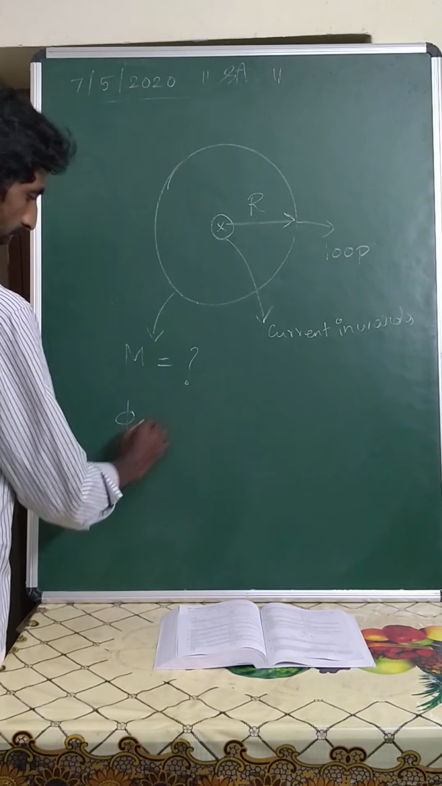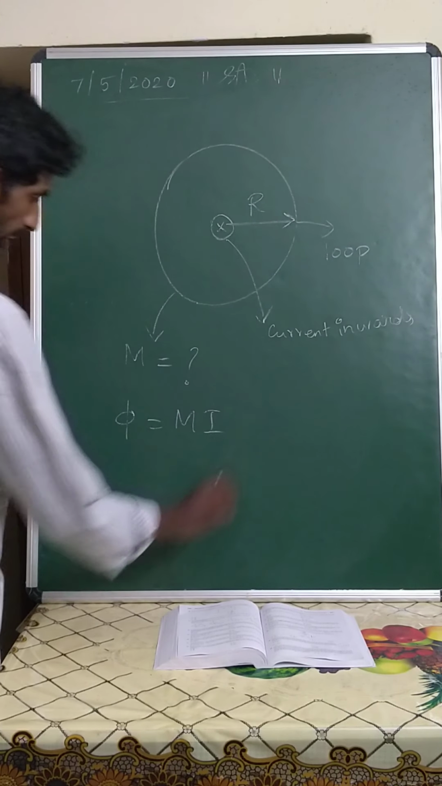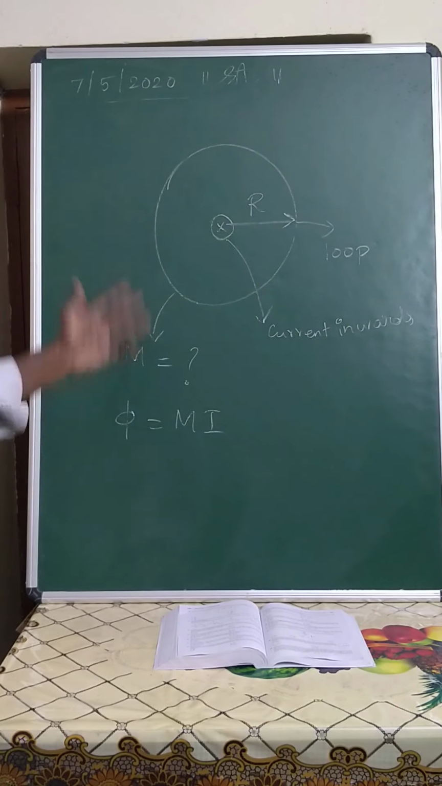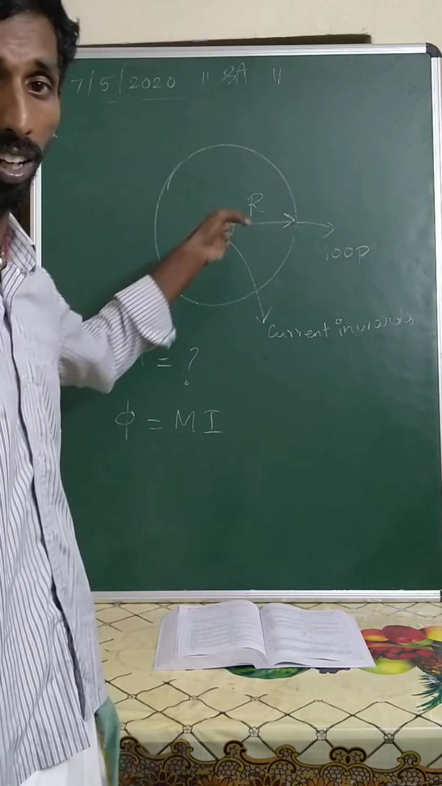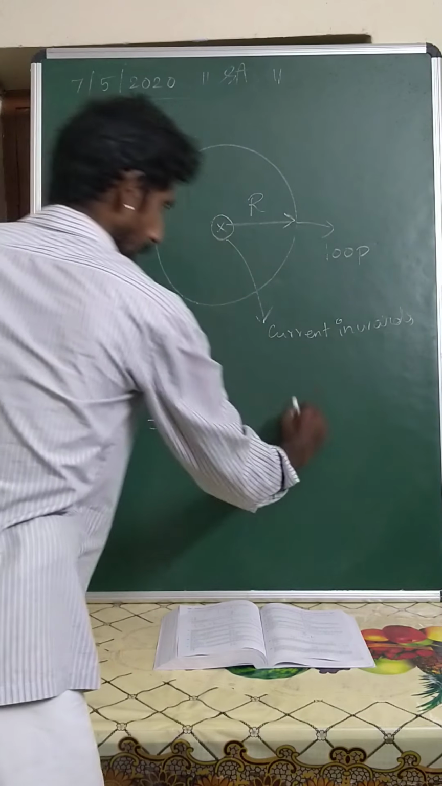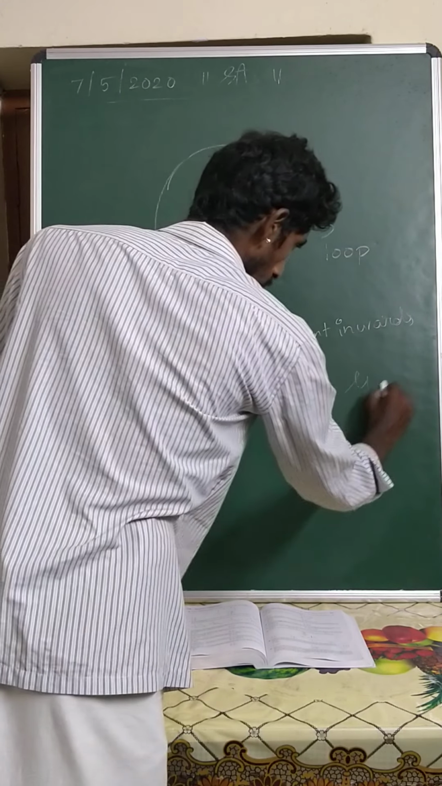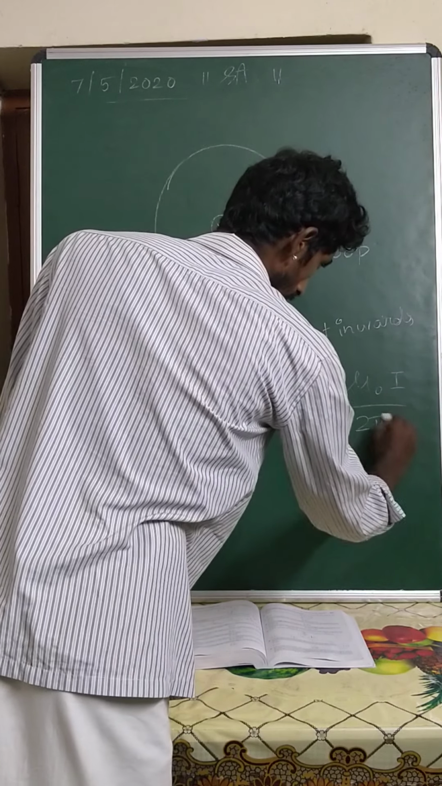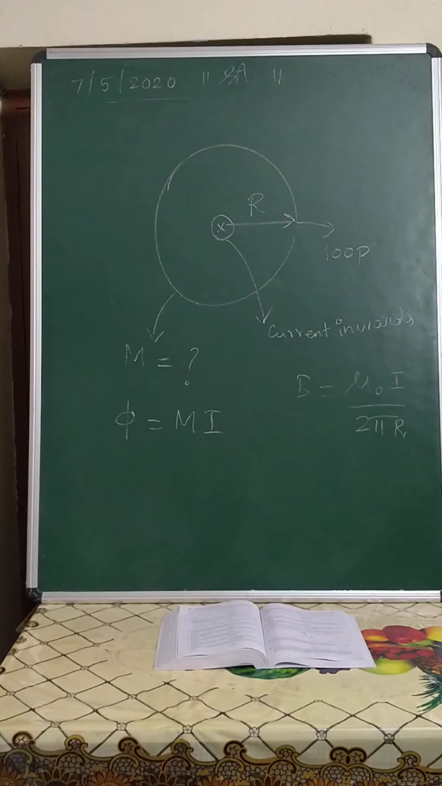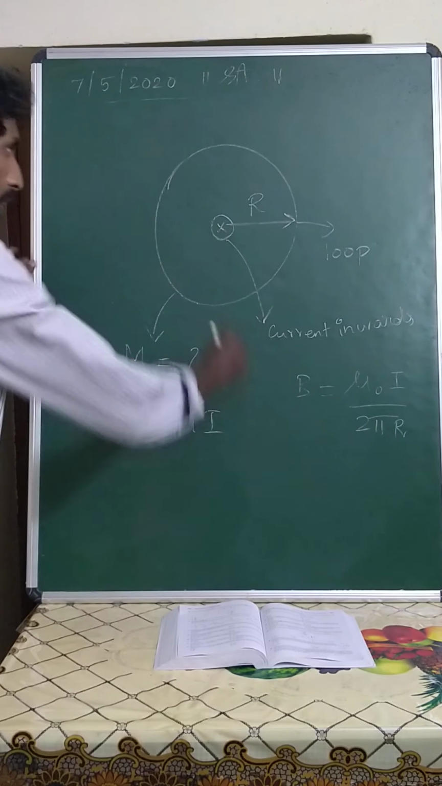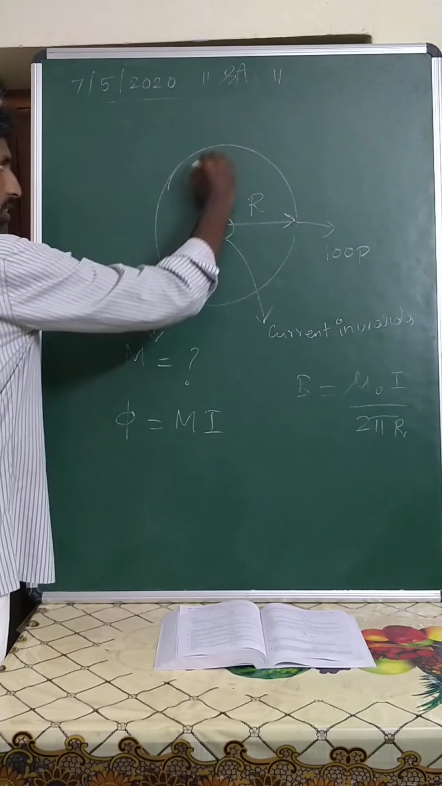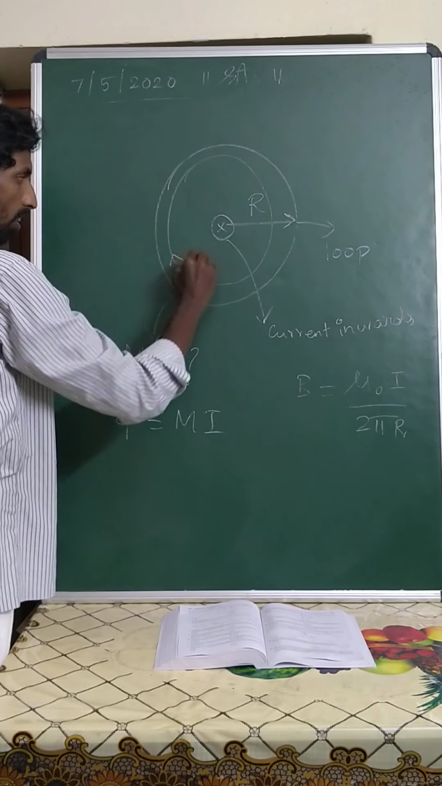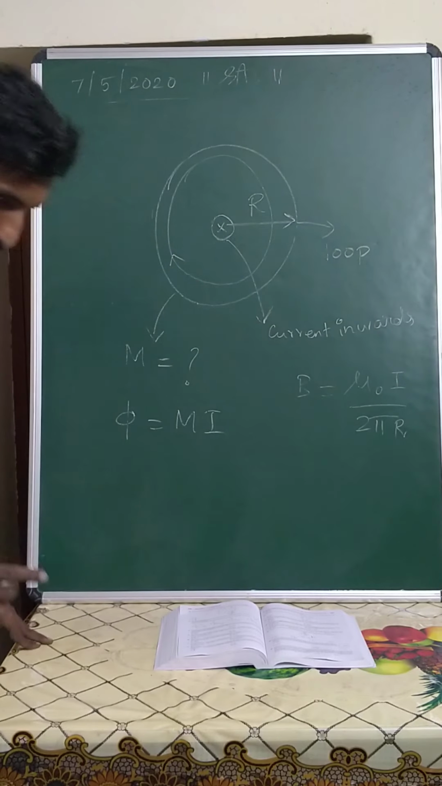We know that phi is equal to M into I. The flux linking with the coil or loop will be equal to M into I. Due to the infinite current carrying wire, the magnetic field can be written as mu naught I by 2 pi r, at this distance. But since the current is inward, the field will be in this direction, along the loop.